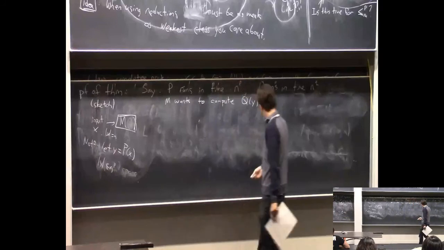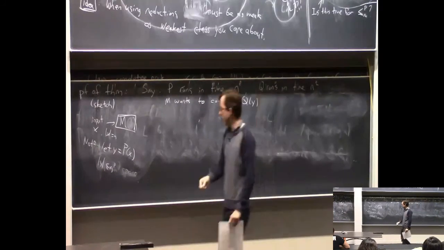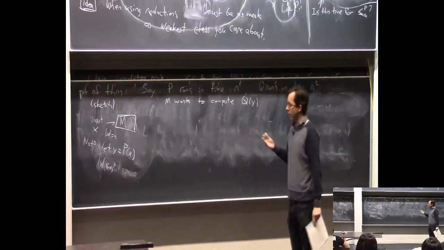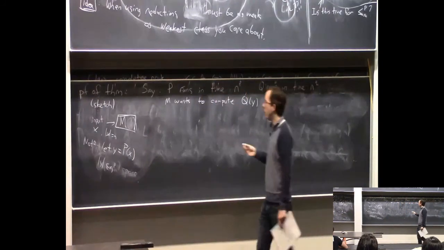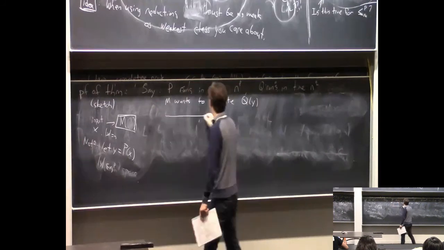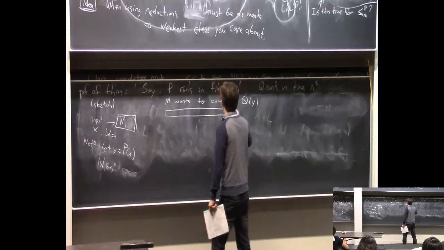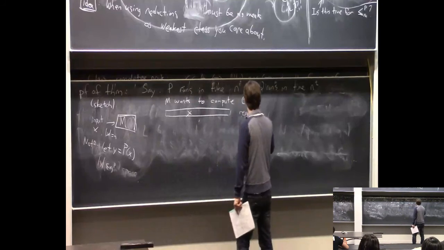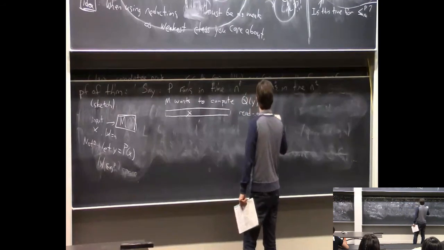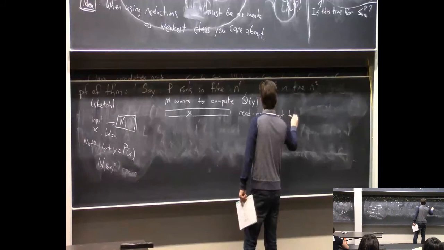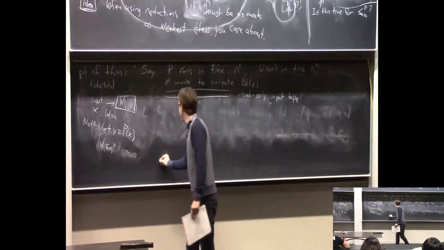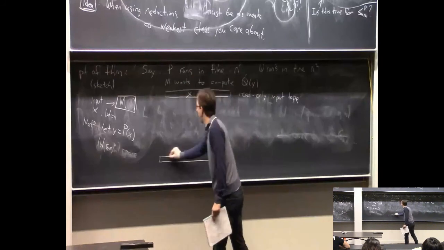In particular, it's going to need to know y in order to try to do that. But let's remember what the actual setup is for M. The actual setup for M is that it's got x written on a read-only input tape. And down here it's got a write-once output tape.